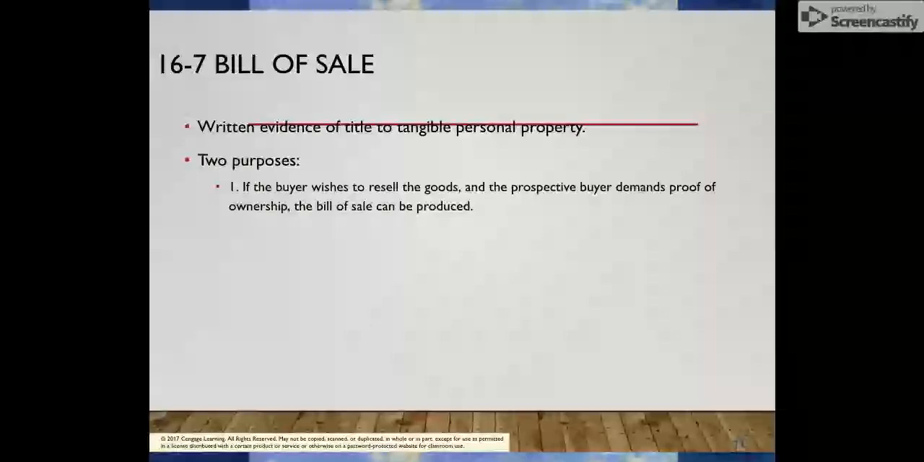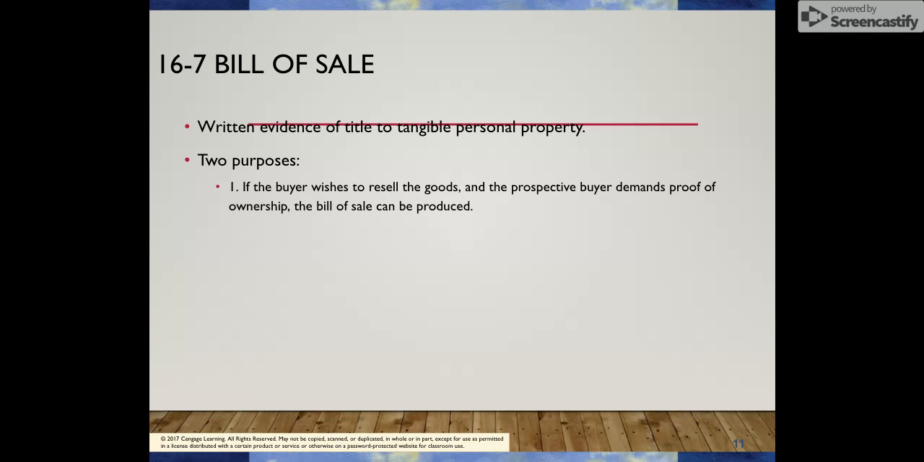There's also something called a bill of sale, which is like a receipt, but a little bit different. It's written evidence of the title to the tangible personal property. There are two purposes for this. The first is that if the buyer wishes to resell the goods and the prospective buyer demands proof of ownership, the bill of sale can be produced.